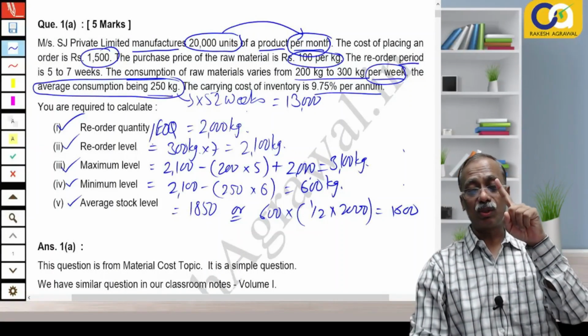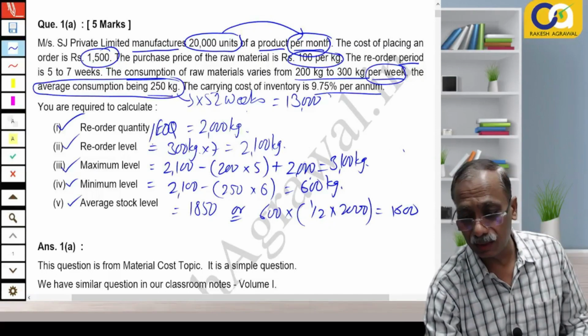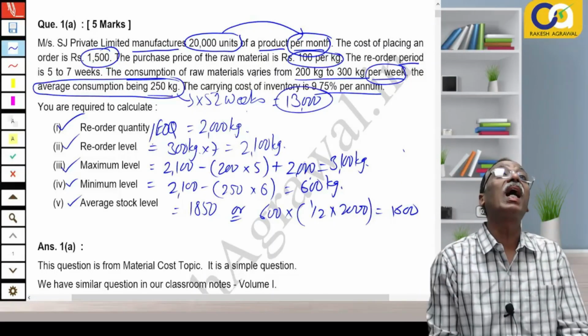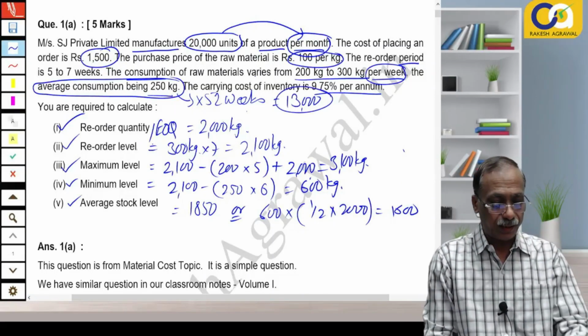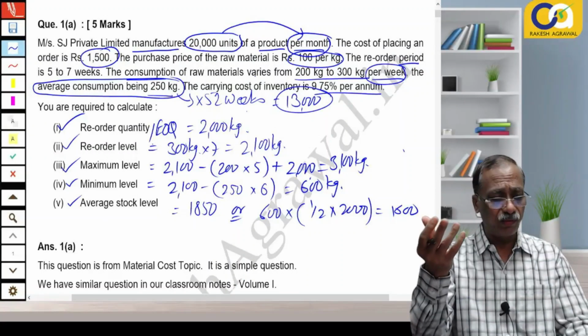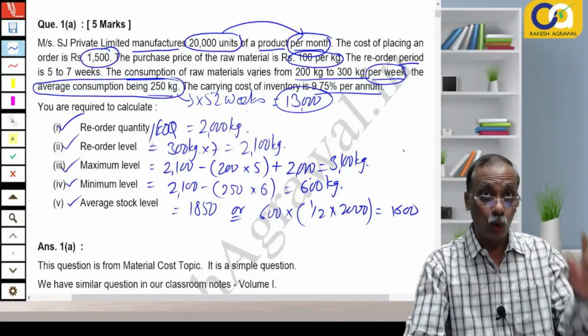Annual consumption was not there. So you have to calculate annual consumption as 13,000 kg using the average consumption speed. Correct? And then if you remember the formulae, the question is simple, if you know the formulas.